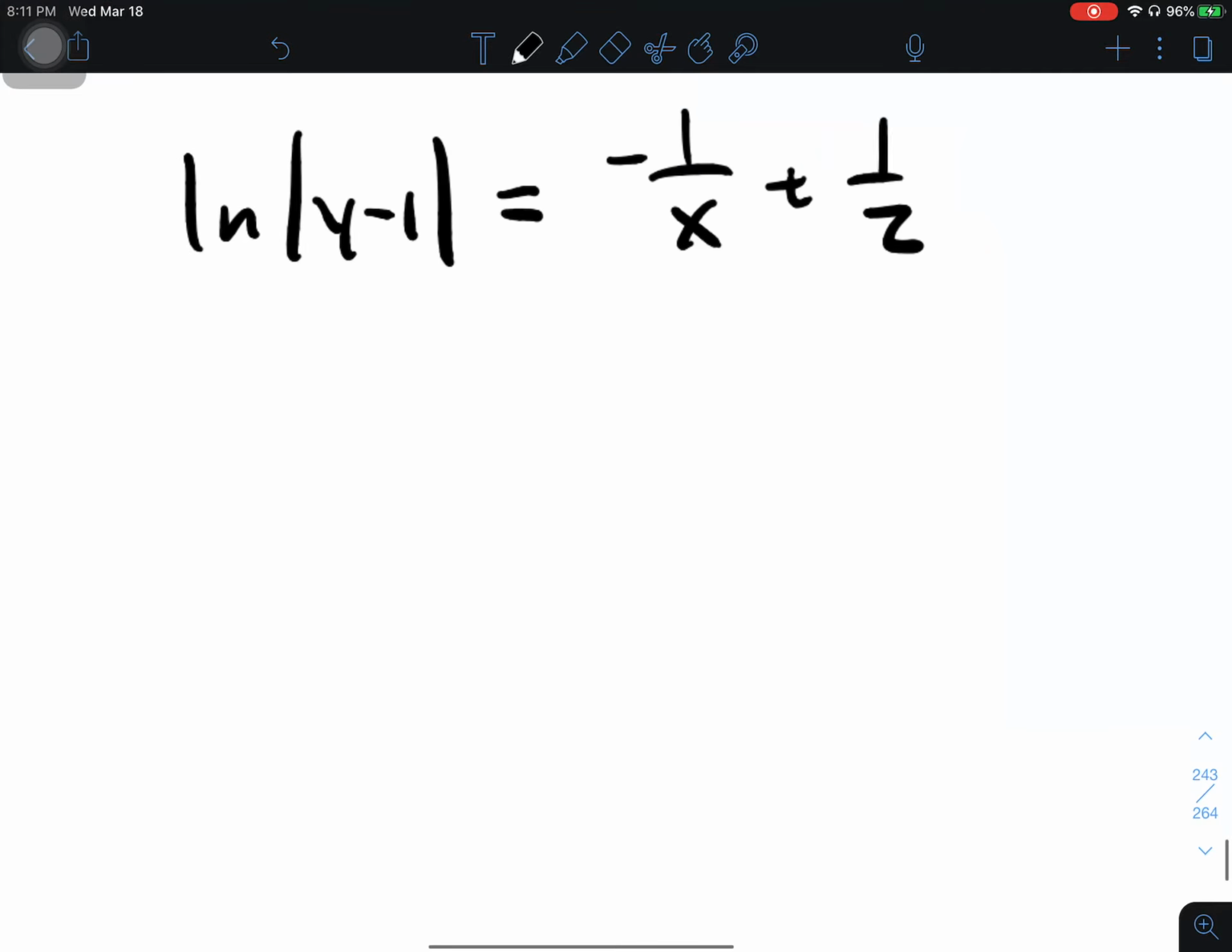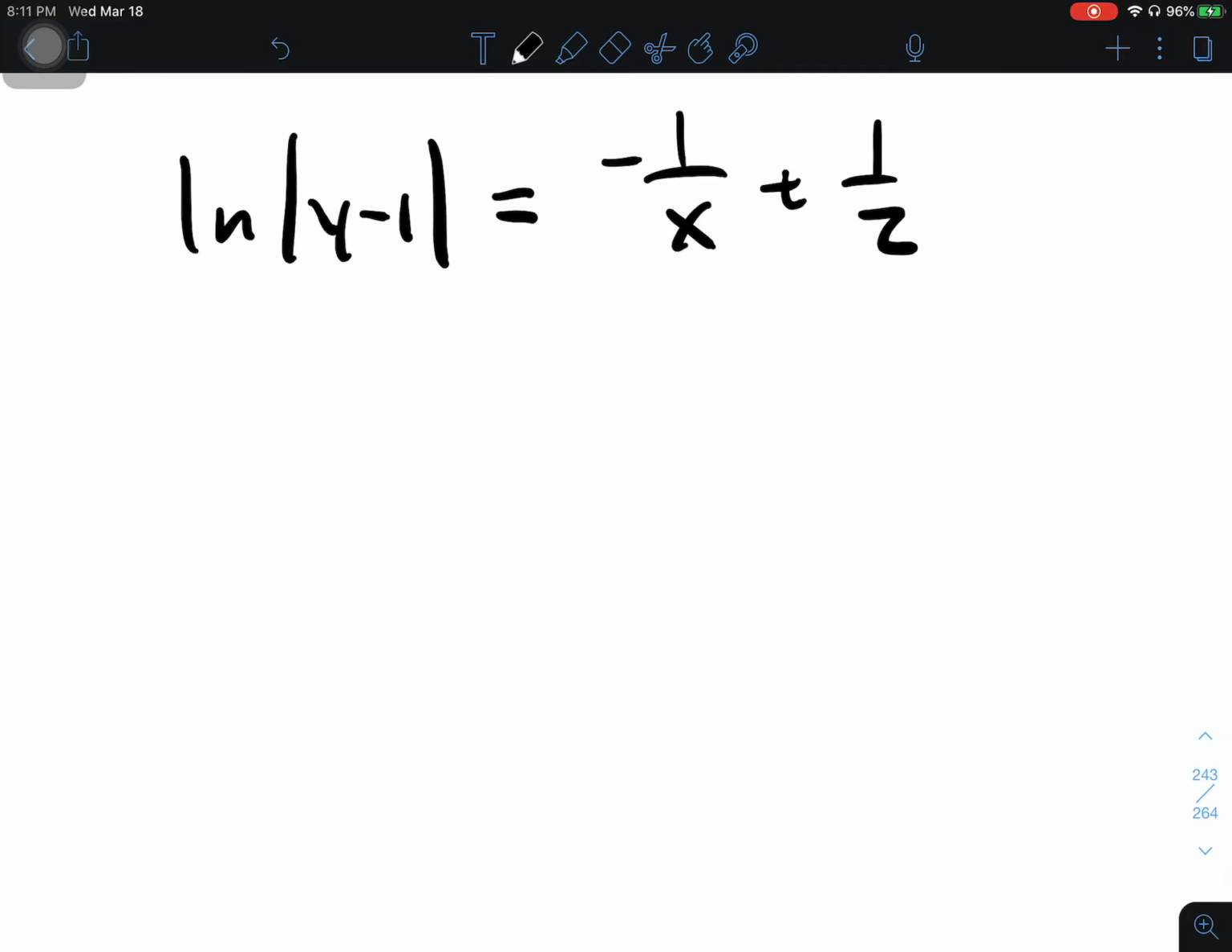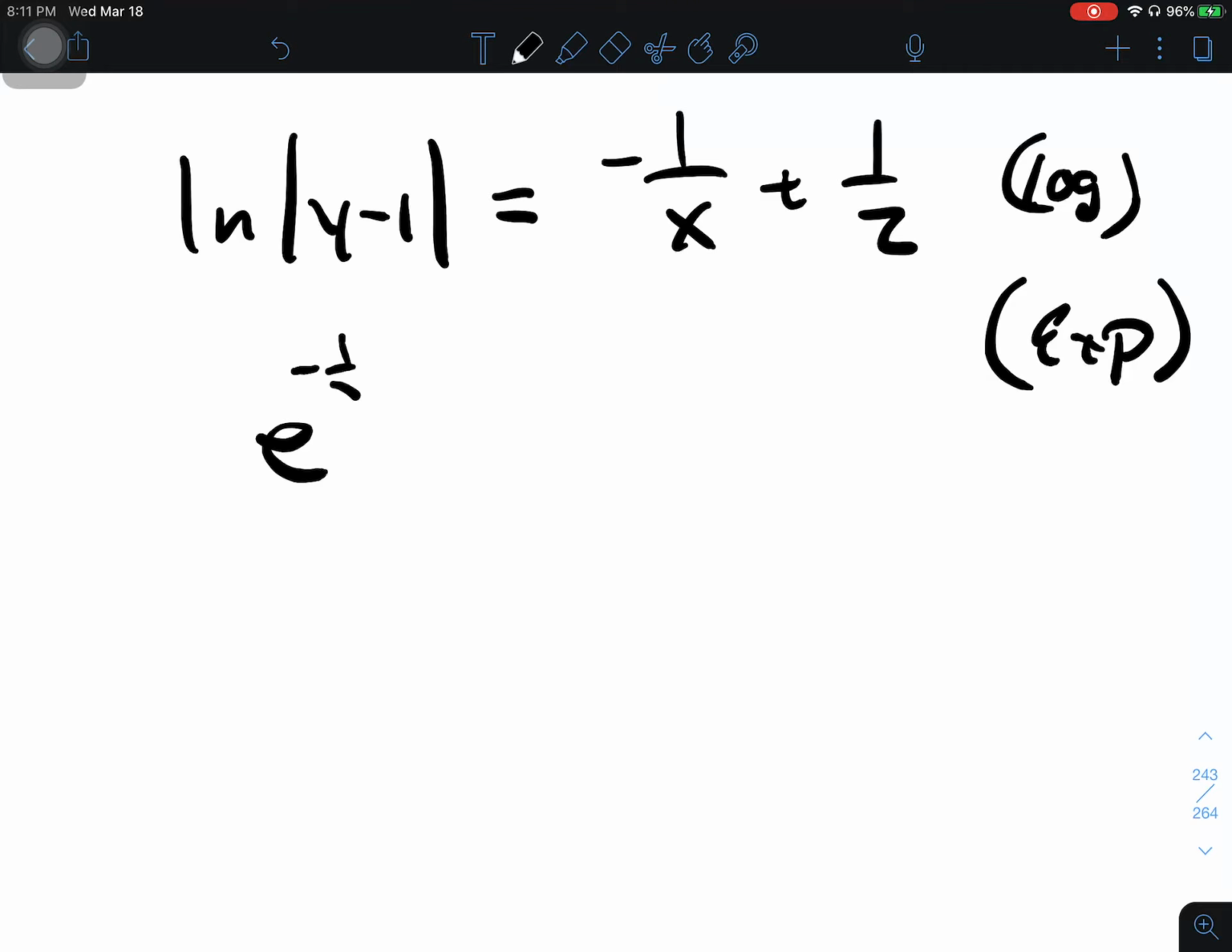We want to solve this for y. I'm going to get the absolute value by itself. This is currently in log form. We're going to change it to exponential form, which is going to be e to the negative 1 over x plus 1/2 equals the absolute value of the difference of y and 1.